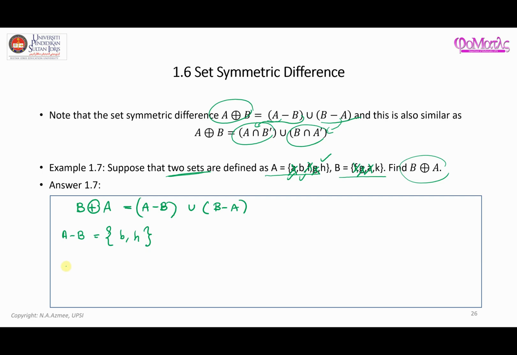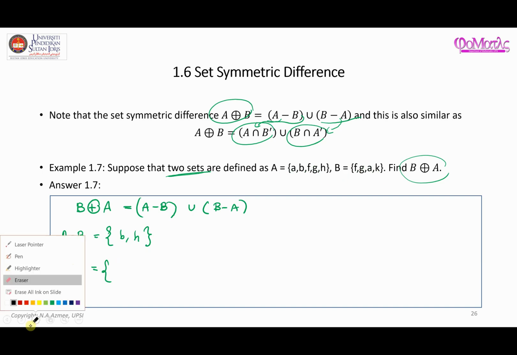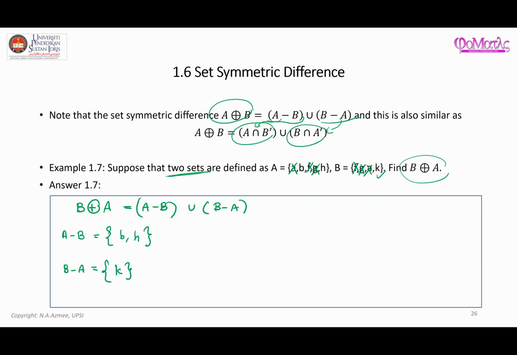Now we move on to find the elements in set difference B and A. So B and A, okay, I'm just going to erase this part so that it looks better, more clear to you. So now we're going to focus on finding just the elements in B but not in A. So let's look at the first element in B, which is F. So F cannot because it is also given in A. G cannot, okay. A cannot because it is also in this set. So now we've got K. K is okay. So for this one, the answer is just K.